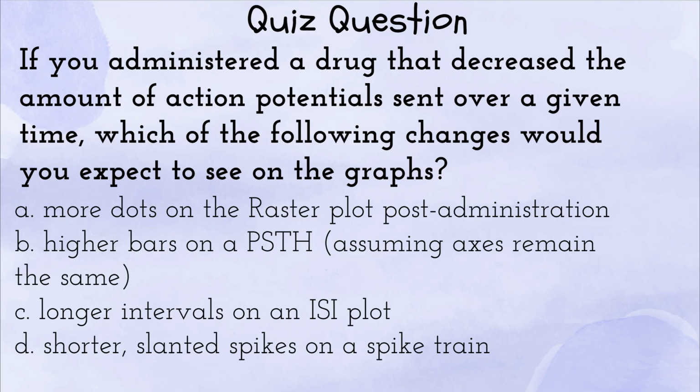This is a tricky one, but the answer is C. Answer choice A is wrong because more dots on the raster plot means more action potentials, which is the opposite of the drug's effect. Similarly, with answer choice B, higher bars in the PSTH also correspond to more action potentials being sent. Answer choice D is tricky because we have to go back to think about what a spike train even shows. It shows action potentials, which, while being less in number, don't lose out in their speed or change of their voltage. They're very all or nothing. So there's just fewer spikes in the train, but the individual spikes themselves are largely unchanged. Answer choice C is correct because there are fewer action potentials, meaning there's more time in between them, meaning the ISI plot would reflect the change as well.